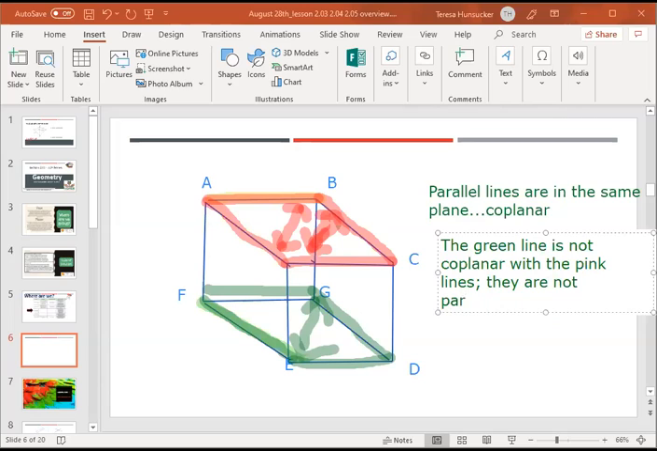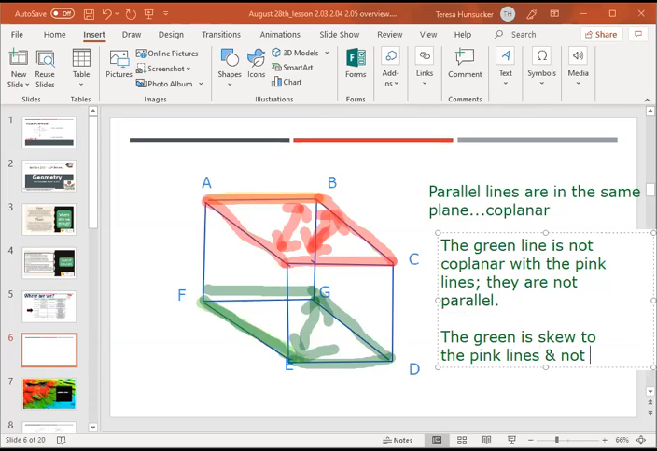Any questions? Do you understand the differences between parallel? We call the green line skew to the pink lines. Okay, the green line is skew to the pink lines. All right, so that's my big point there, okay?